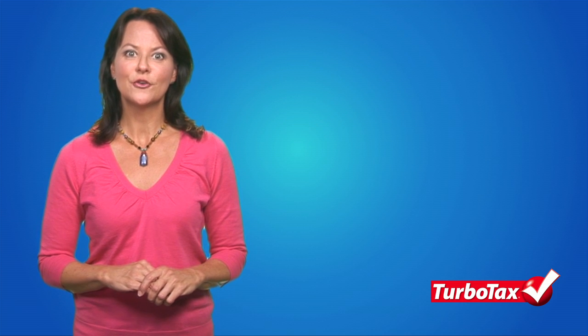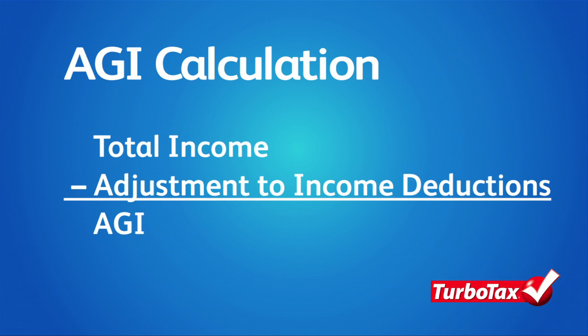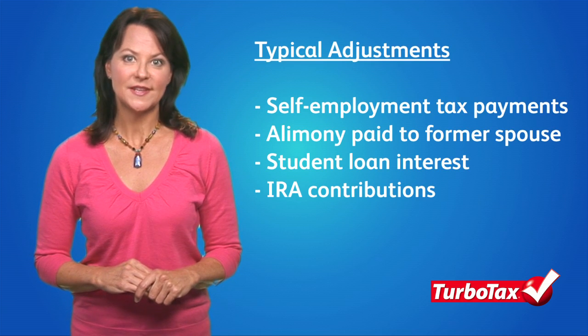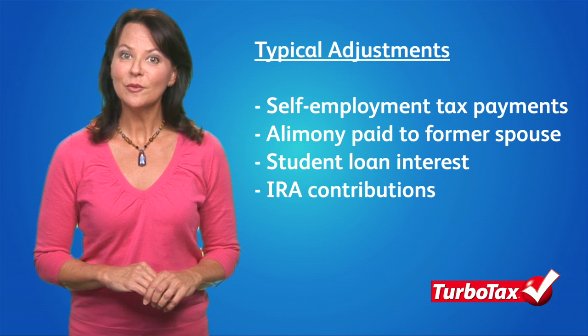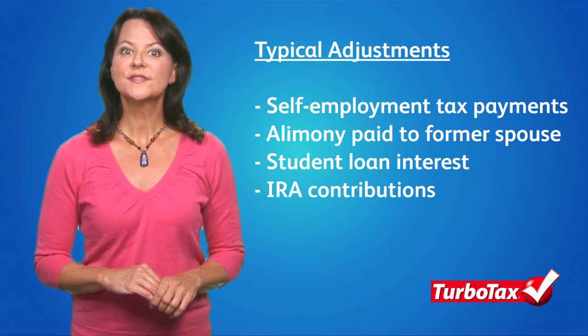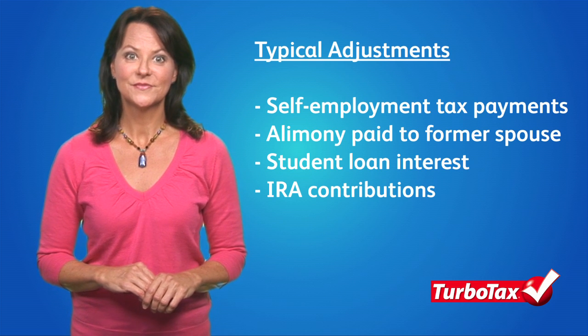From this total, there are a number of deductions you can take that are known as adjustments to income. These are the only deductions you can claim to calculate your AGI. The types of income adjustments can vary each tax year, with some years offering more than others. However, adjustments typically include the deductible portion of self-employment tax payments you make, alimony that you provide to a former spouse, student loan interest, and deductions for certain contributions you make to IRA accounts.